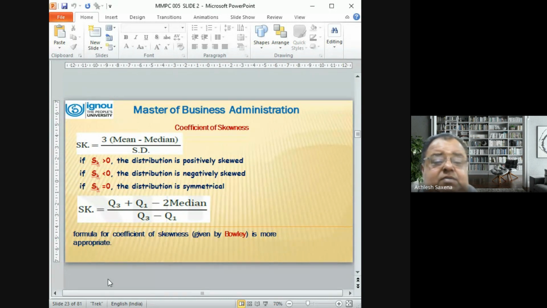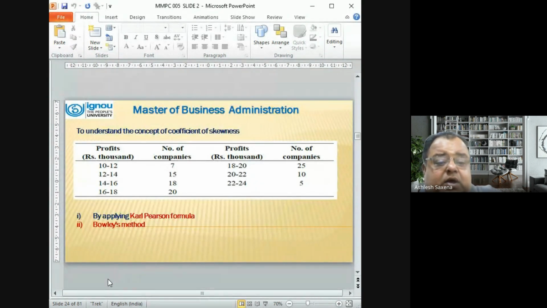We have seen this formula earlier also, that is Sk is equal to Q3 plus Q1 minus 2 median upon Q3 minus Q1. Median is denoted by Q2. Now we see that the formula given by Bowley is more appropriate. Now we will be using the formula for this numerical.